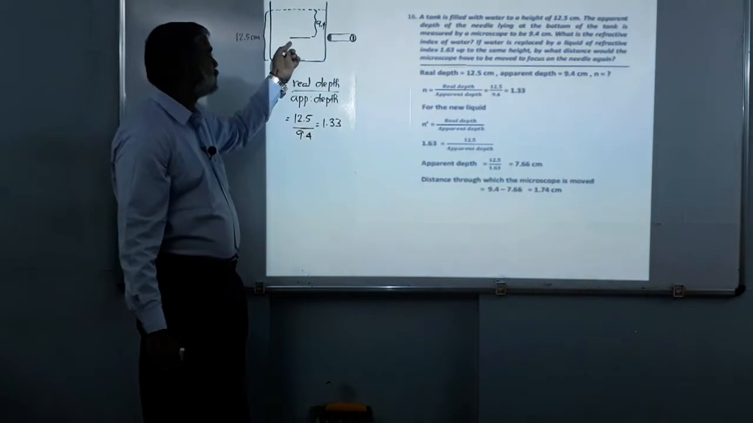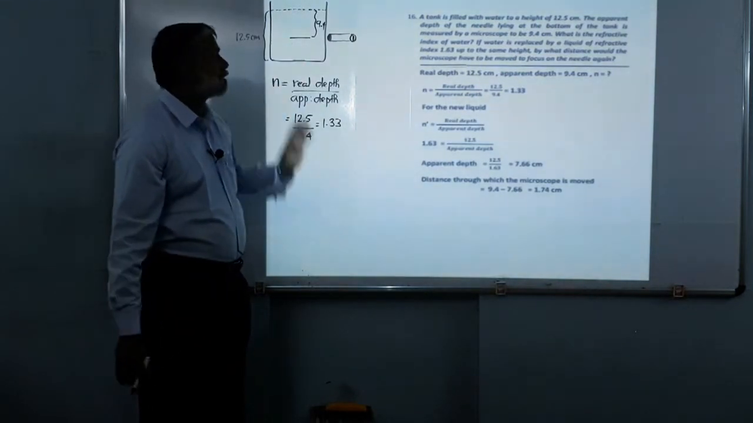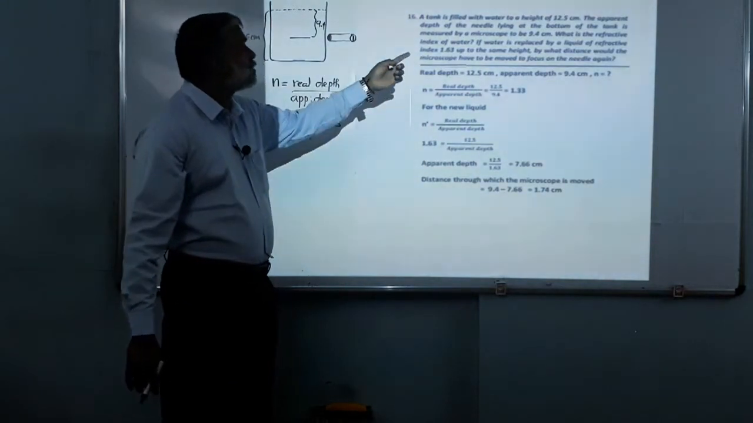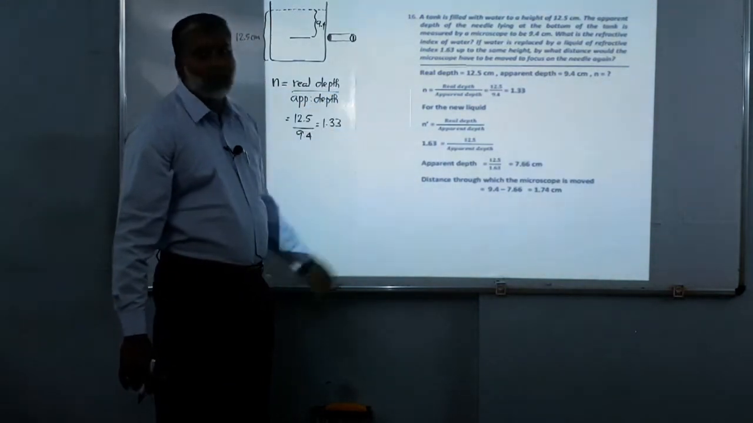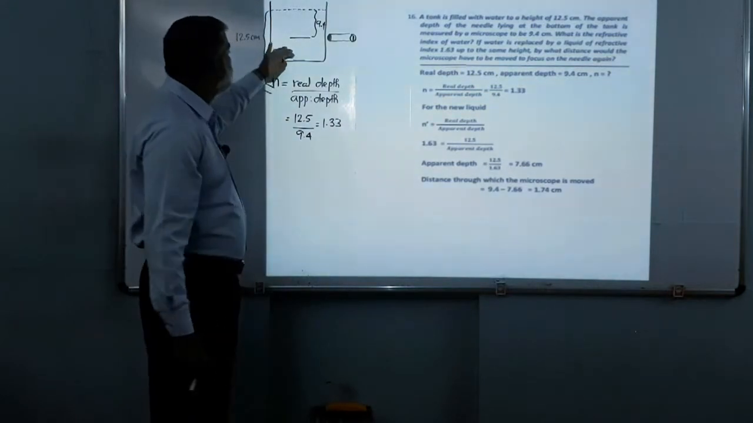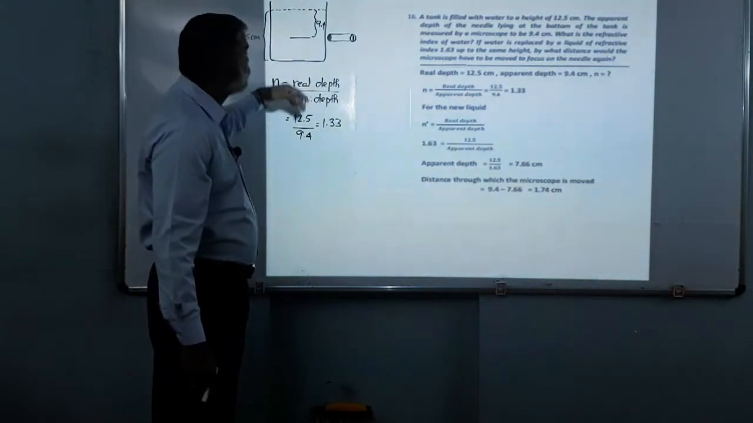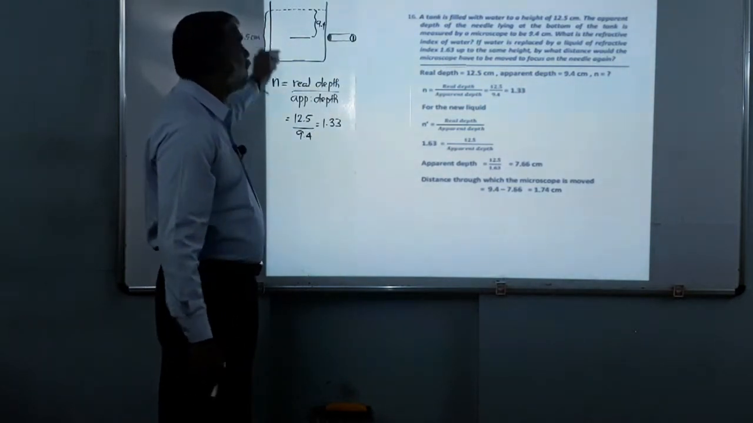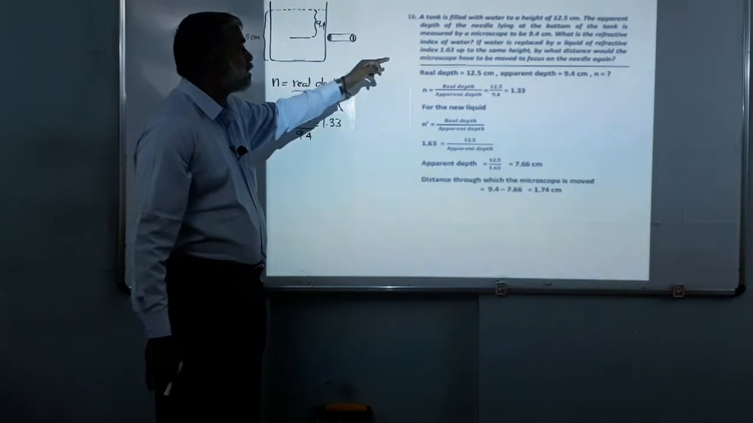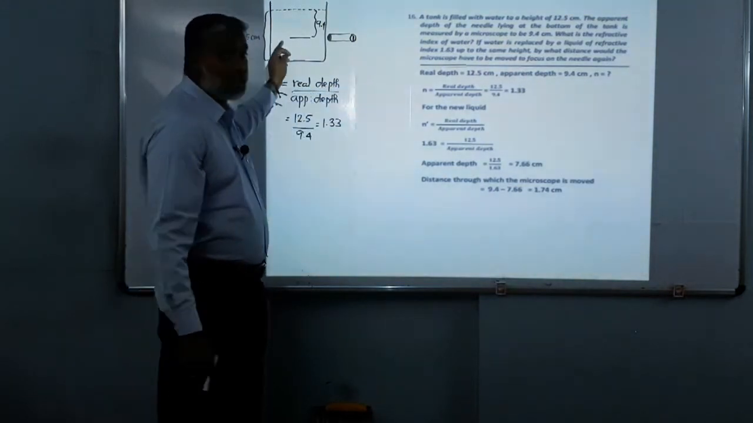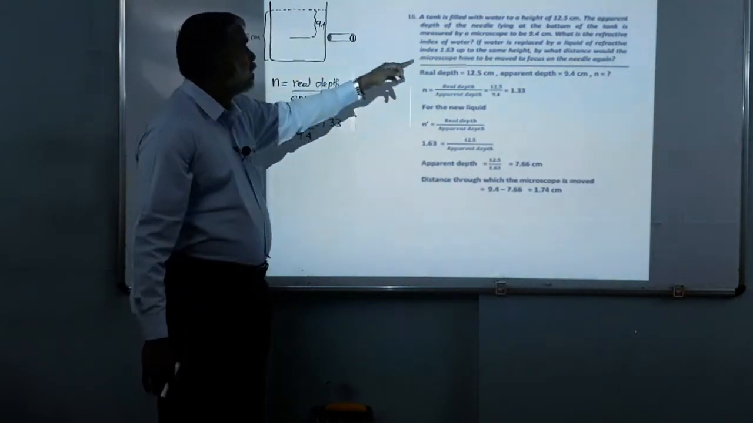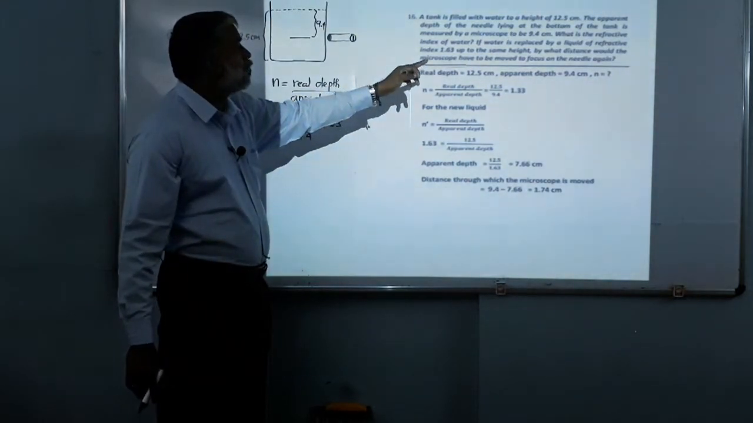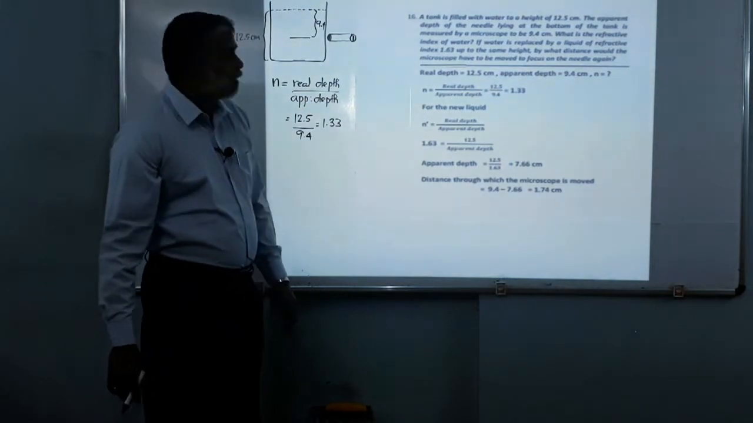So this is the refractive index of water. It is the first section. Now, if the water is replaced by another liquid of refractive index 1.63, with the liquid at the same level, 12.5 centimeter, then by what distance would the microscope have to be moved to focus the needle again?